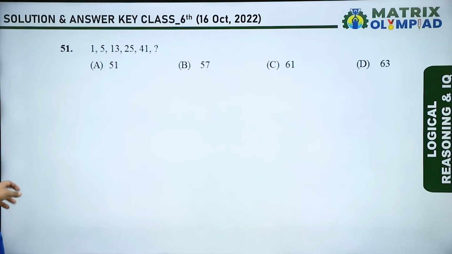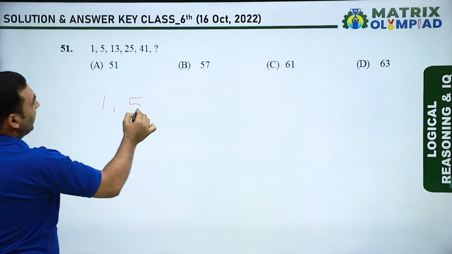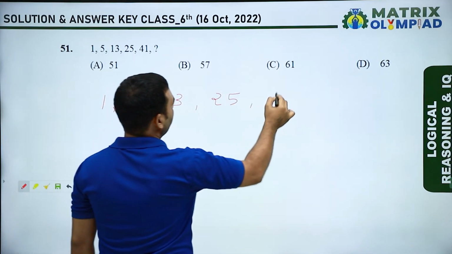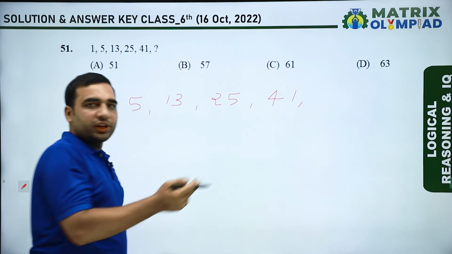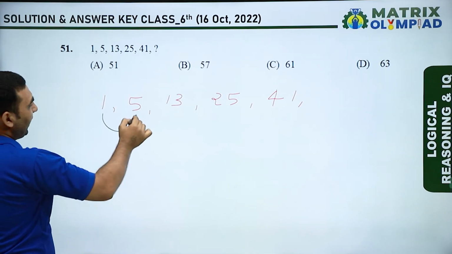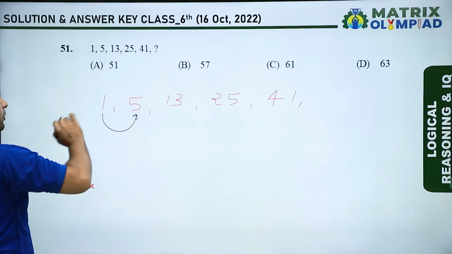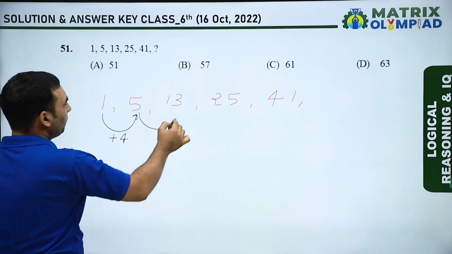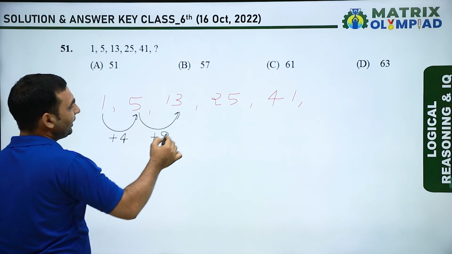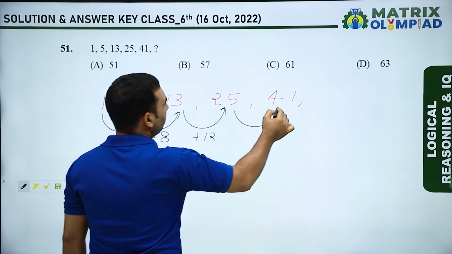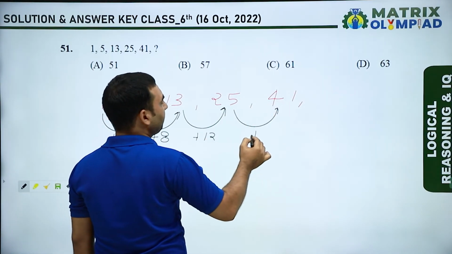As you see, the first question belongs to number series. If the series is increasing in a slow way, then we go for addition logic. As you see, if we add, how to find? 1 to 5, then you say add 4. 5 to 13, add 8. 13 to 25, add 12. 25 to 41, plus 16.